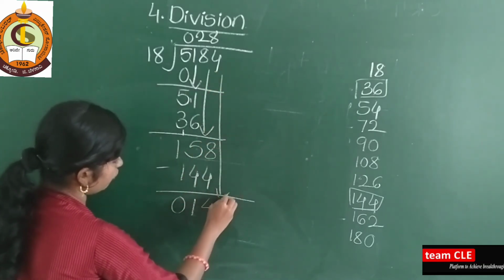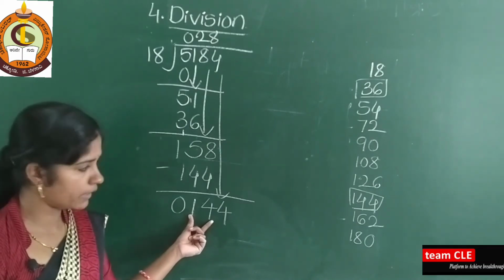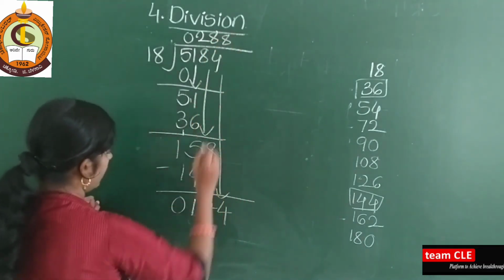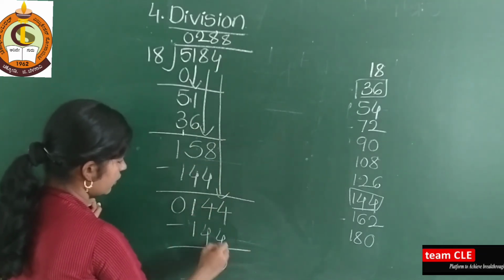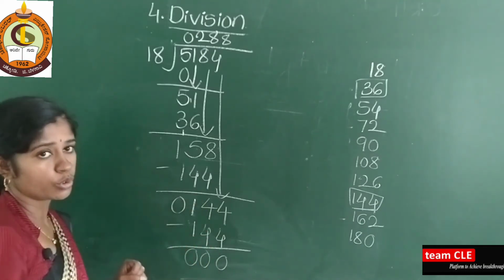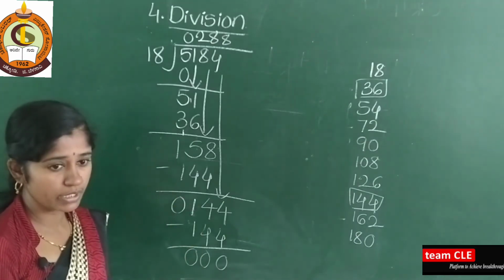Next you take this 4 down. Yes, in the 18 table, 144 is there. How much times? 8 times. So right here 18 8s are 144. 4 minus 4 is 0, 4 minus 4 is 0, 1 minus 1 is 0. So the answer is 288. Okay, this is how you need to solve the example.